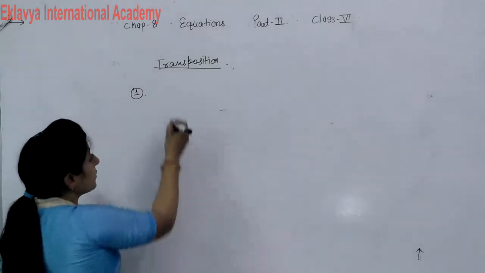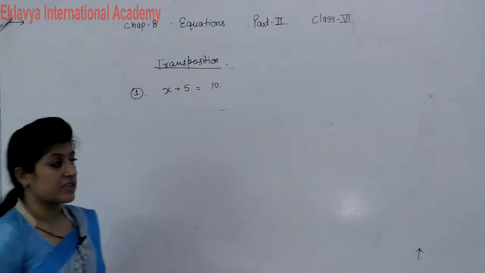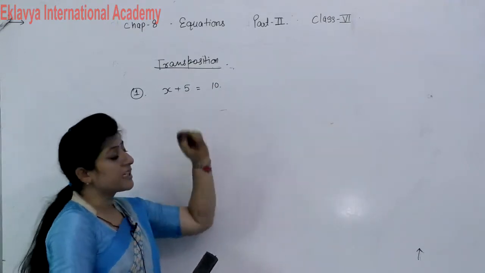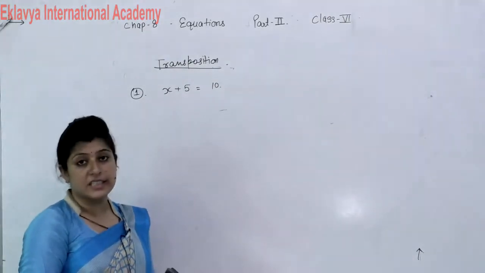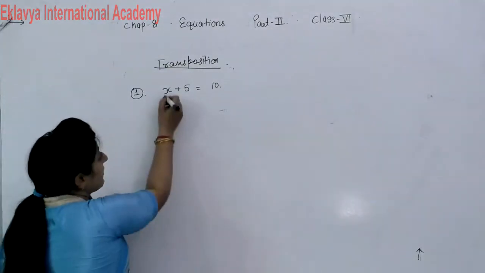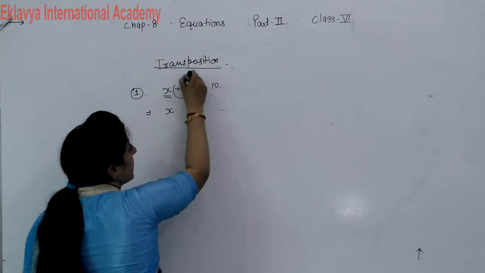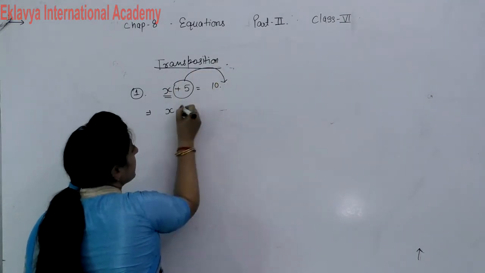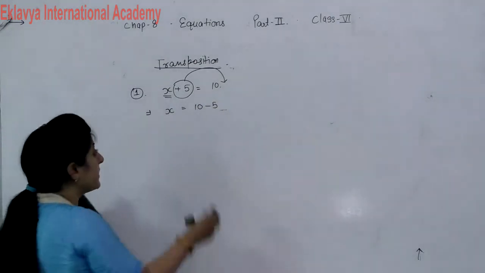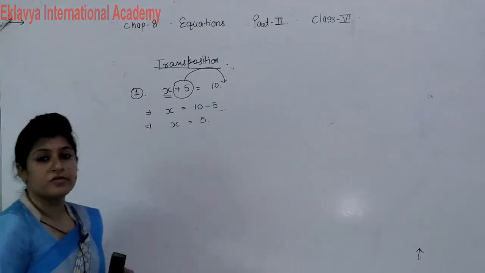Suppose a question is given to you: x plus 5 is equal to 10. Then what is the value of x? In the inverse operation we subtract 5 from both sides and then we get the result. But in the transposition method we solve it mentally: we write down only x here. This is plus 5; when you change the side it becomes 10 minus 5, plus changes into minus. So x is equal to 10 minus 5, which is 5.